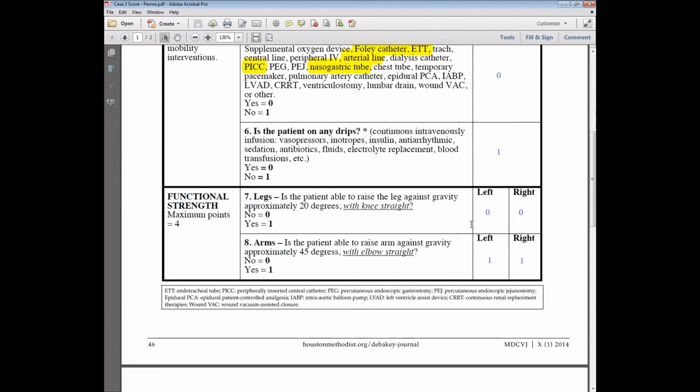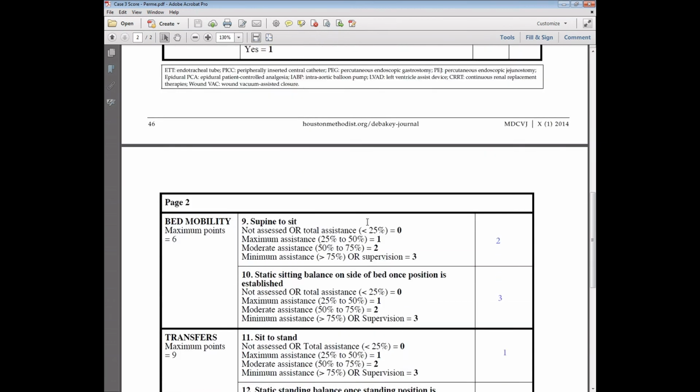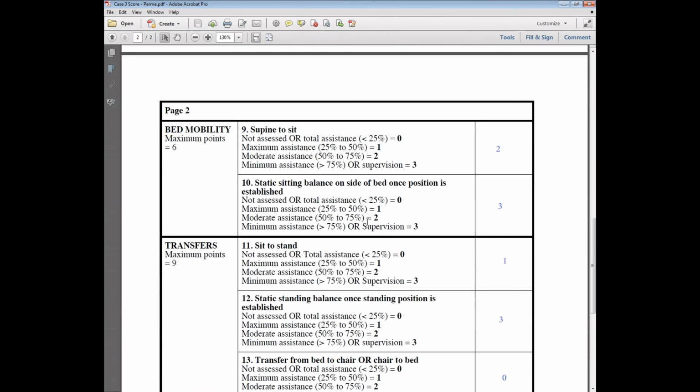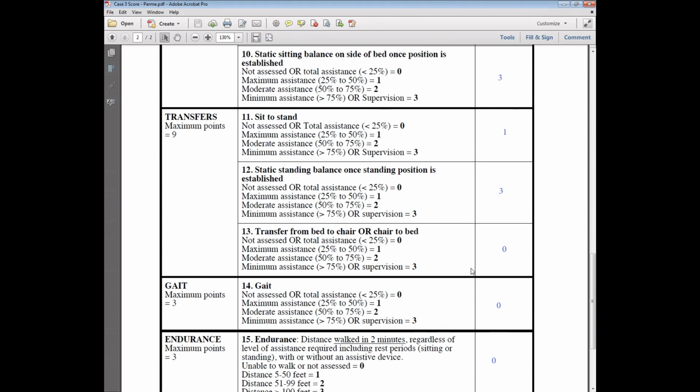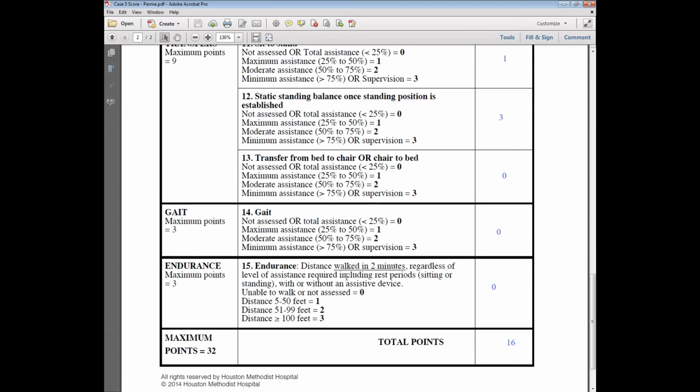No drips. We looked at leg strength, arm strength, bed mobility. We see he required mod assist and then also required max assist for the sitting balance. Min assist or supervision for sitting balance. Standing, we see he got 0 points for gait and 0 for endurance.